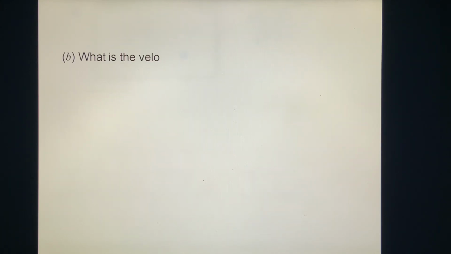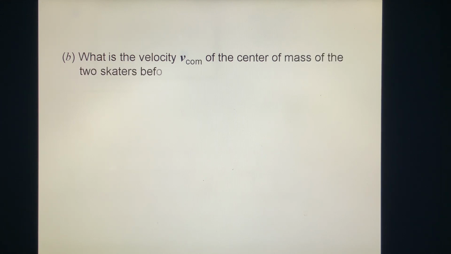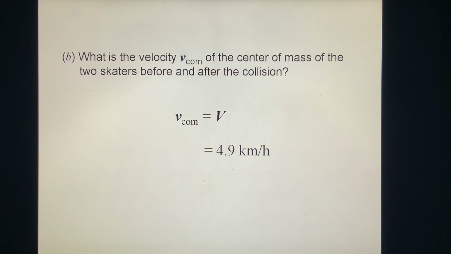Question B. What is the velocity V of the center of mass of the two skaters before and after the collision? We know the center of mass velocity is the same. After the collision they move together, and this speed is actually the speed of the center of mass before and after the collision. That's it.